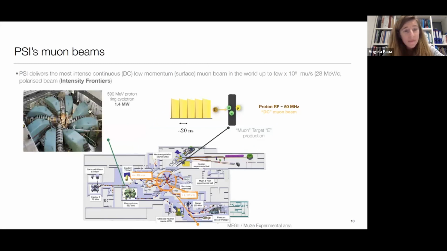The main point behind this large number of muons is connected with the high-intensity proton accelerator facility, which is the ring cyclotron with a power of 1.4 megawatts. And just a reminder that although we say this beam is continuous, it actually has a time structure of roughly 50 megahertz. And this is just a view of how the experimental area looks. This is the Pi E5 area, where both MEGII and Futrue are hosted at PSI.